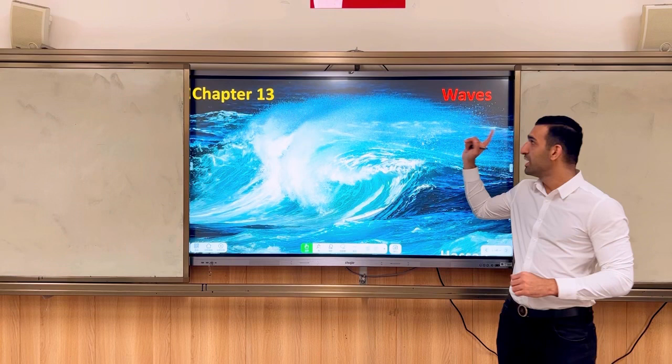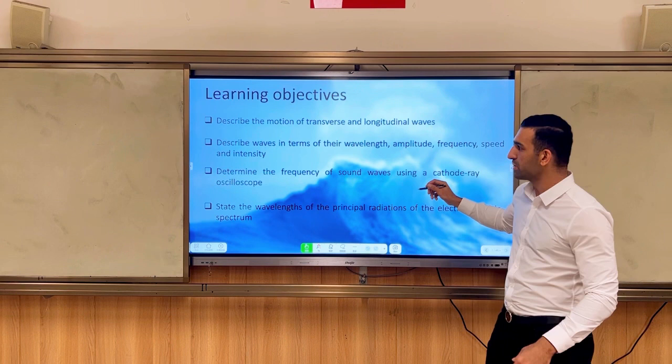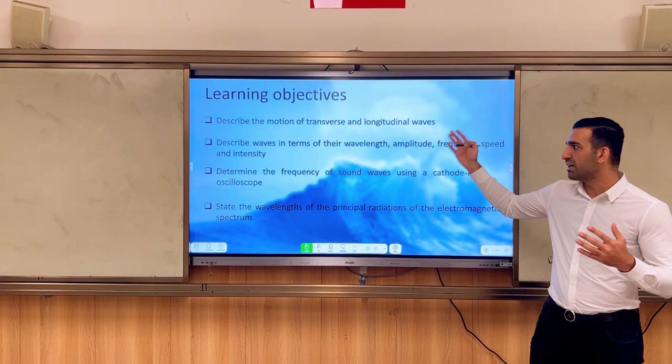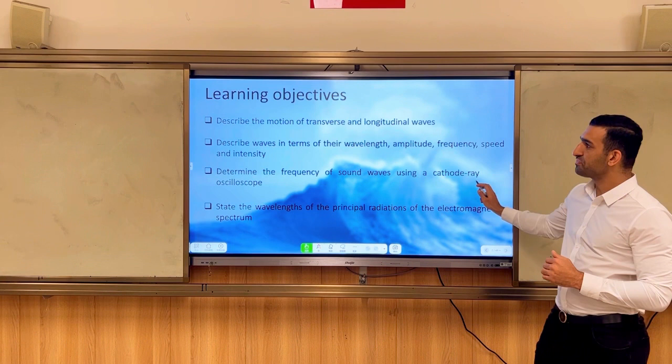But what we're going to learn during this chapter, these are the learning objectives, actually that's written in the beginning of your book, so I'm not going to work on them, but we're going to have a quick review on them. We're going to learn the transverse and longitudinal wave, and we are going to be familiar with some words like wavelength, amplitude, speed of wave, intensity, frequency, and so on, and how we can find these parameters, which are really important.